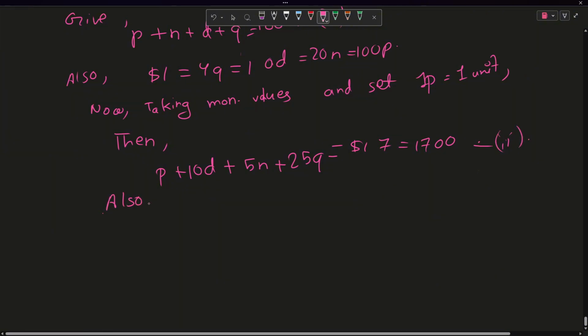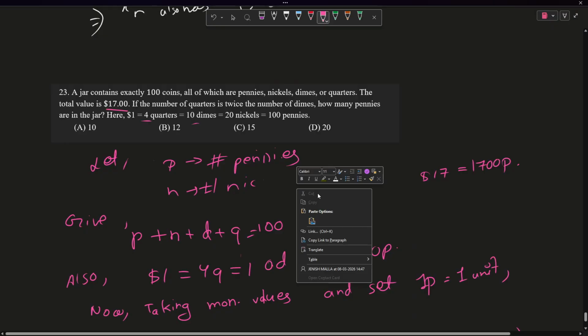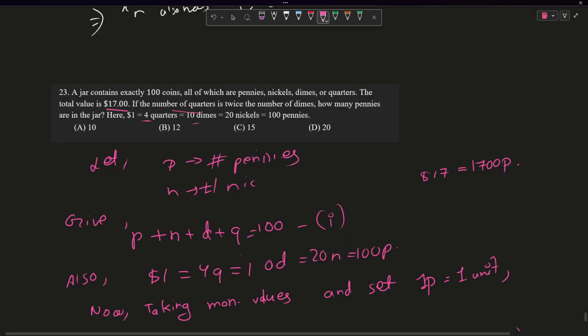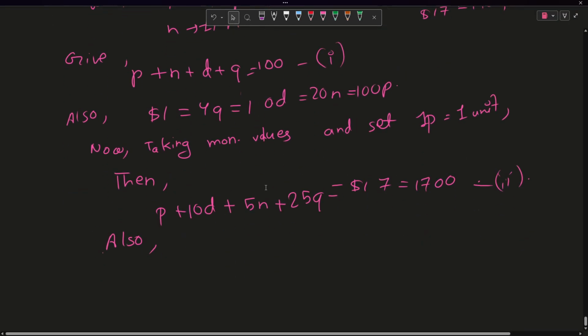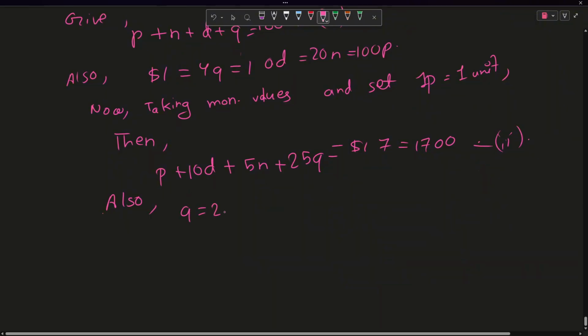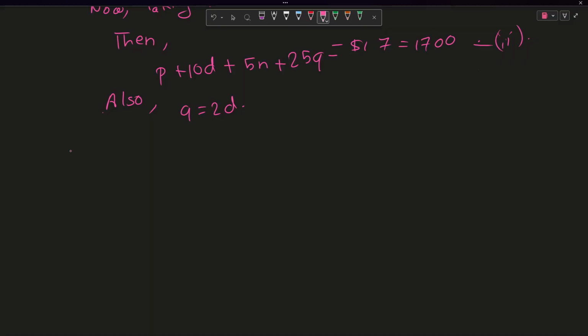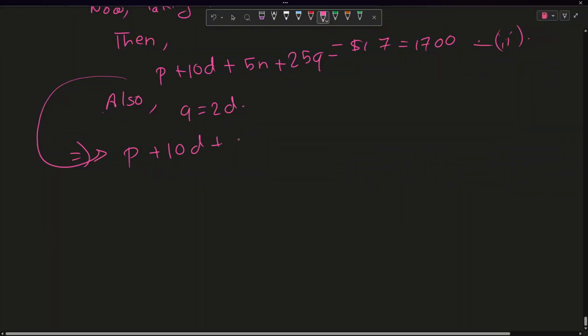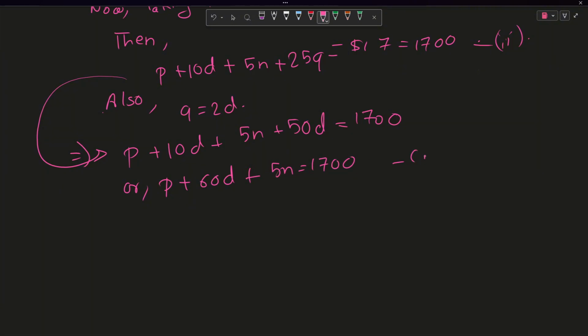Also, given that the number of quarters is twice the number of dimes, so Q is equal to 2D, which implies from this equation, P plus 10D plus 5N plus 50D is equal to 1700, or P plus 60D plus 5N is equal to 1700. So this is our equation 3.